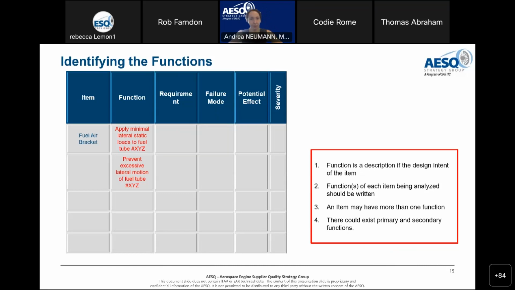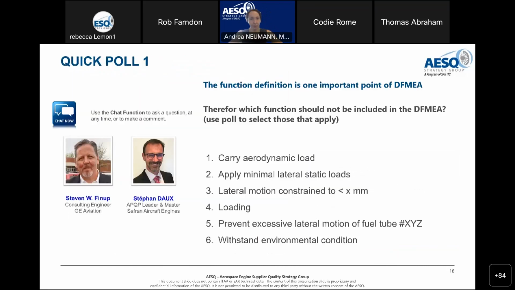So click, please. As a first start, we just have a quick poll in the chat. Please write down which of these are not functions in the Design FMEA.